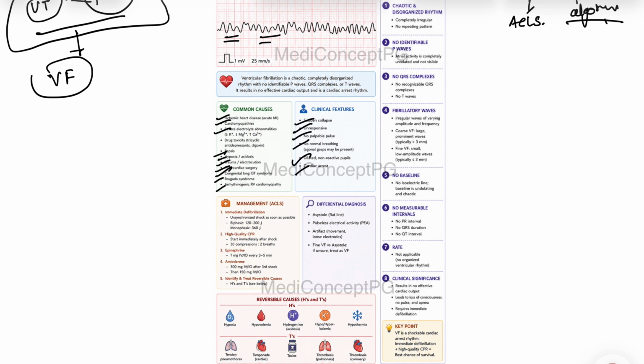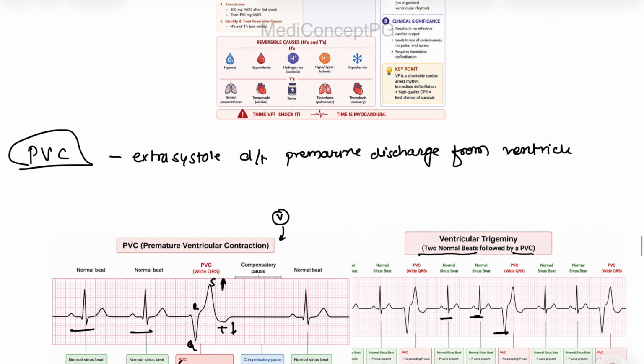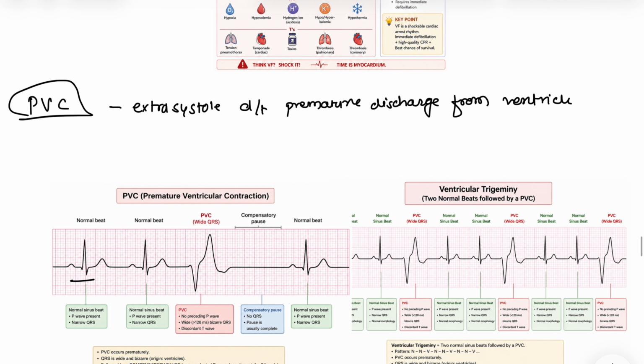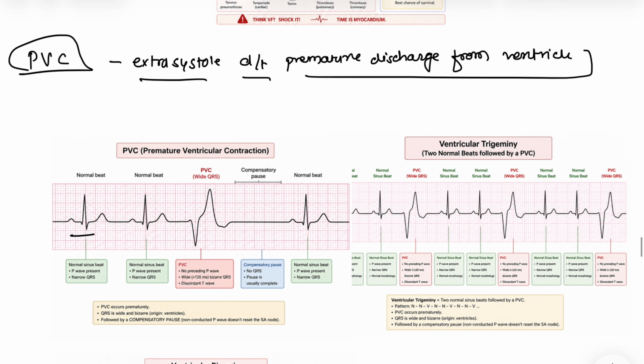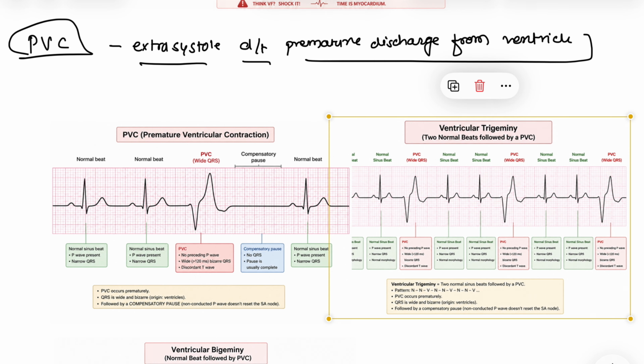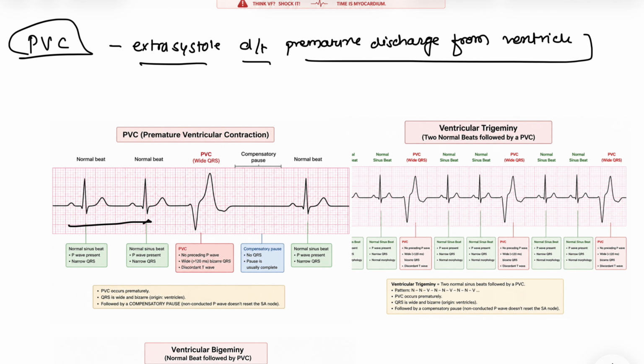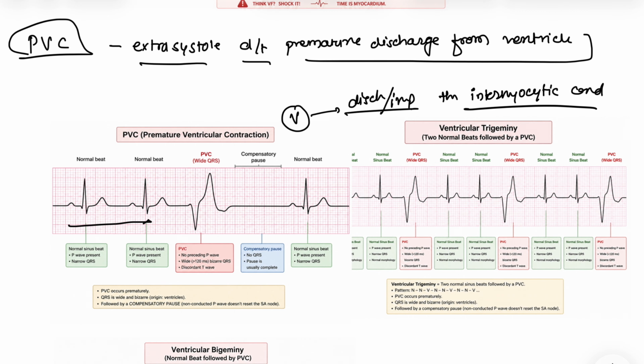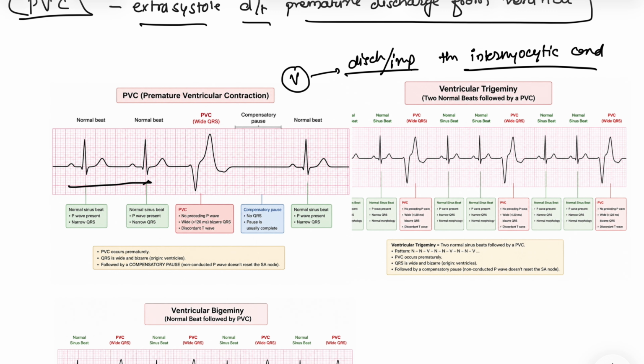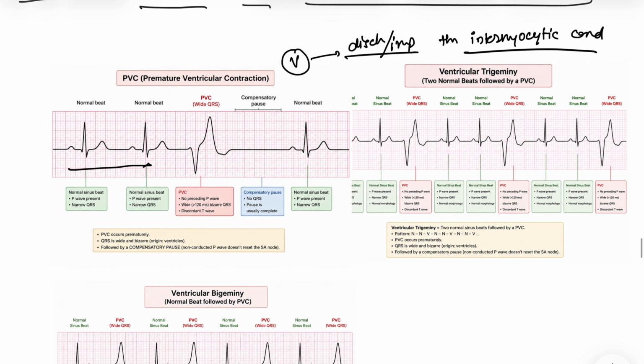Now the third one is premature ventricular complexes. As you can see, premature ventricular complexes are extrasystoles due to premature discharge from the ventricles. Like there is an ongoing normal sinus rhythm and suddenly the ventricle gives a discharge or impulse through intermyocytic conduction, and there is a large, broad QRS complex that lies after the PQRST complex.